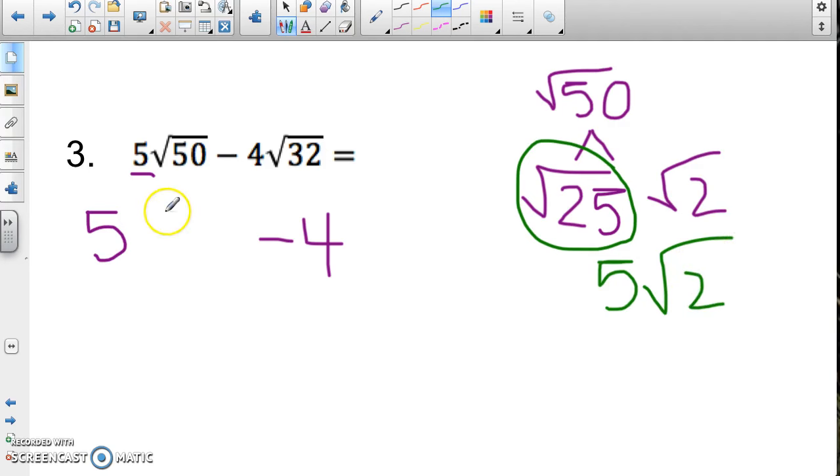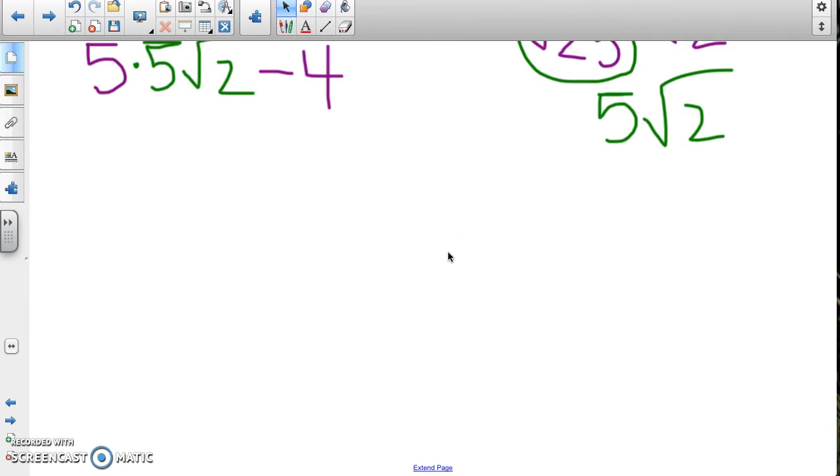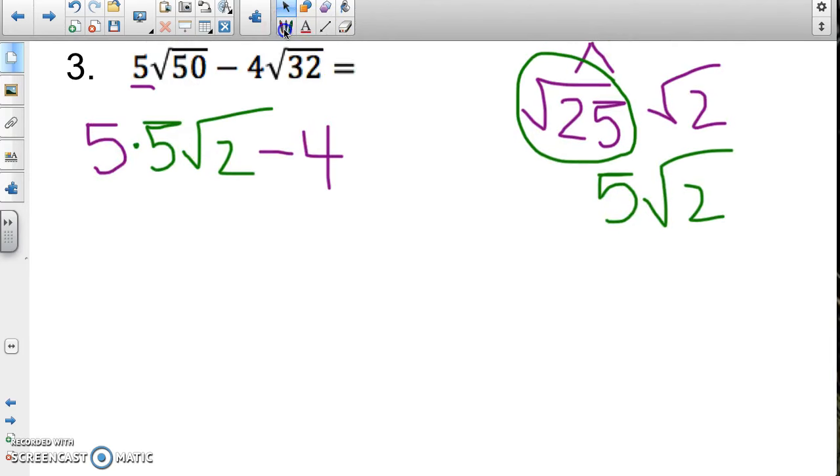So what we're going to do is bring over this 5 radical 2 in place of the radical 50. So we're going to say this 5 that we already wrote down is going to multiply our 5 radical 2. And then we're going to subtract 4, and we have to figure out what radical 32 simplifies to. So I'm going to scroll down a little bit so I have room to write.